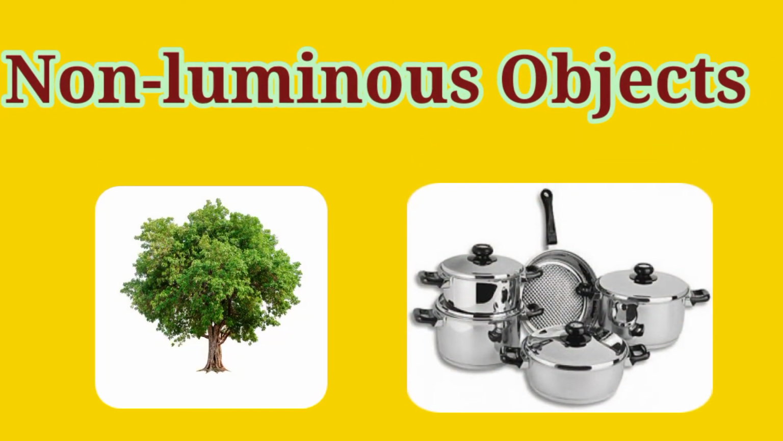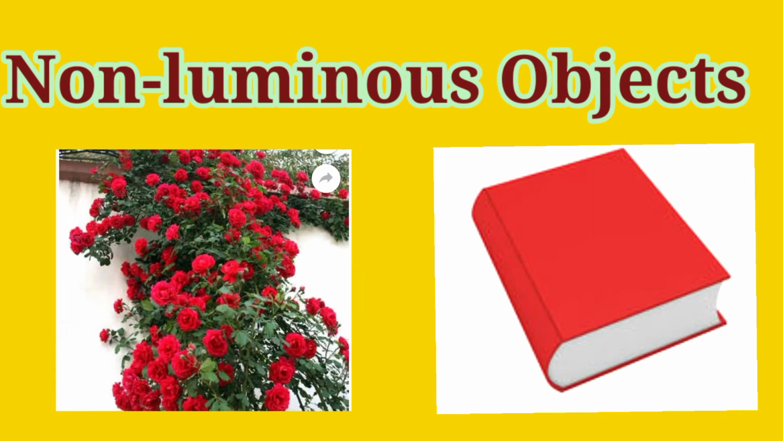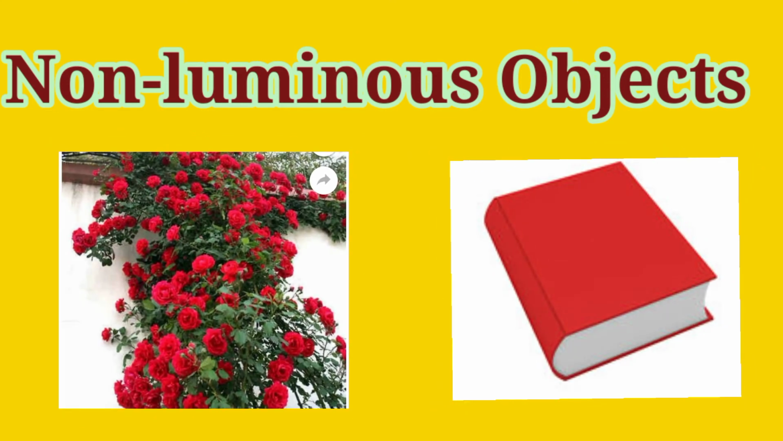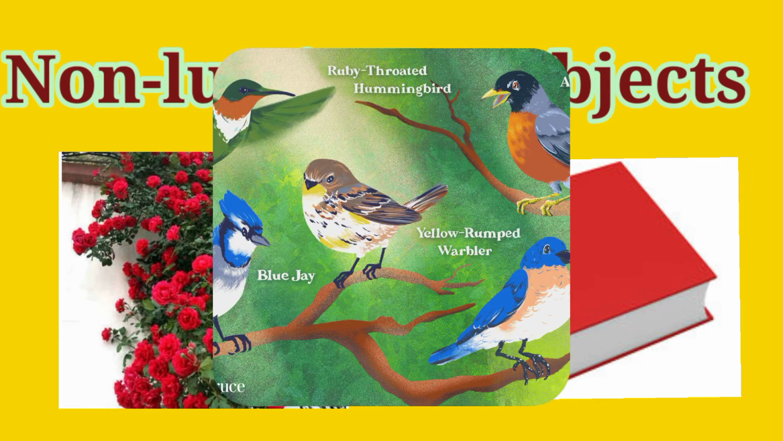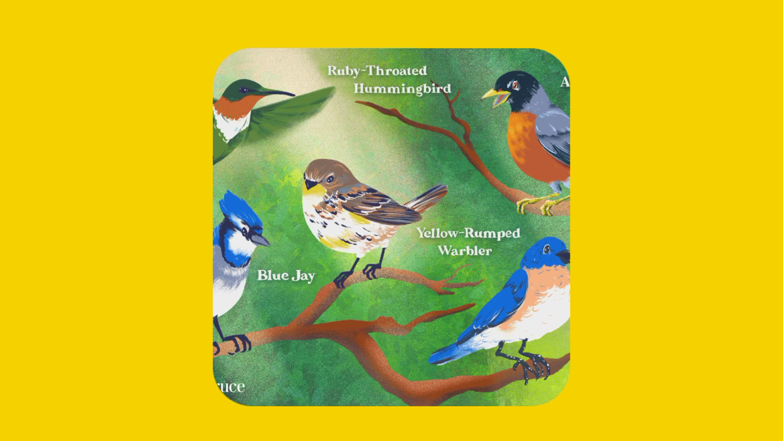Now, non-luminous objects. Non-luminous objects are the objects that don't have their own light. We can see them just because they reflect light. For example, book, moon, trees, rivers, birds, flowers, and people. All these are examples of non-luminous objects.